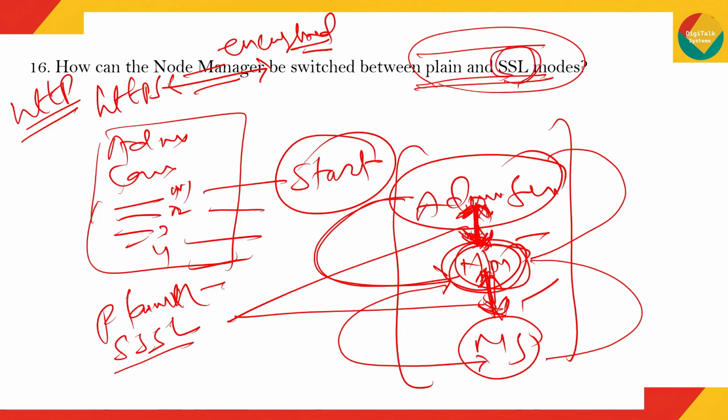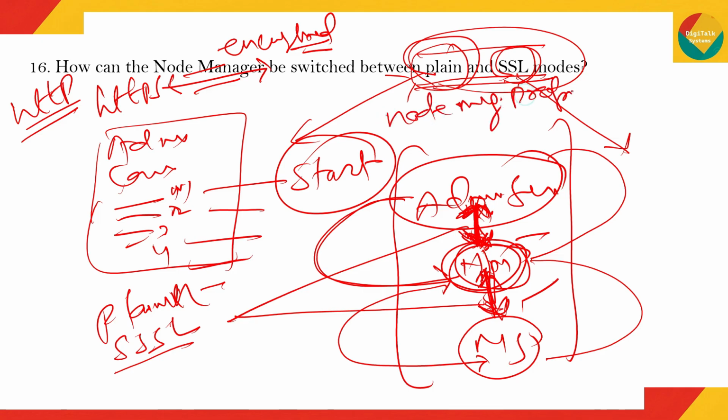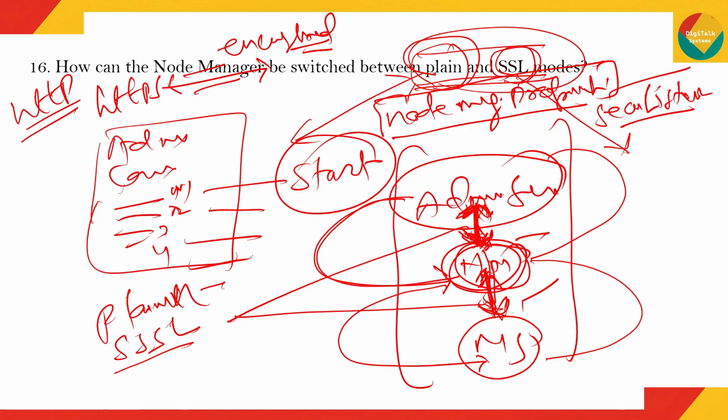Okay, so by default, when we configure the domain and configure the node manager, the communication mode will be SSL. Anytime you want to change it to plain, you can do that as well. You can do this with the help of the nodemanager.properties file. In that file, you have a parameter secure listener. This secure listener is true by default. It is configured with the demo identity and certificate. If you want to change it to plain mode, you can change secure listener to false, and this will disable the mode.